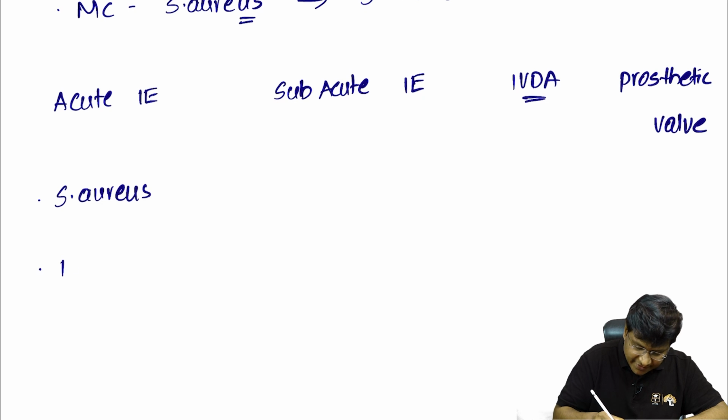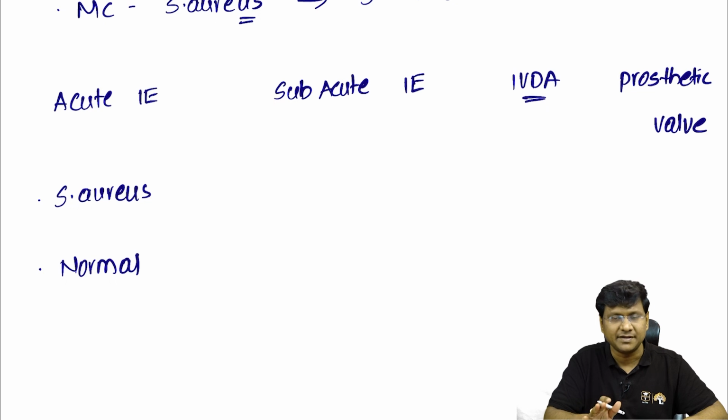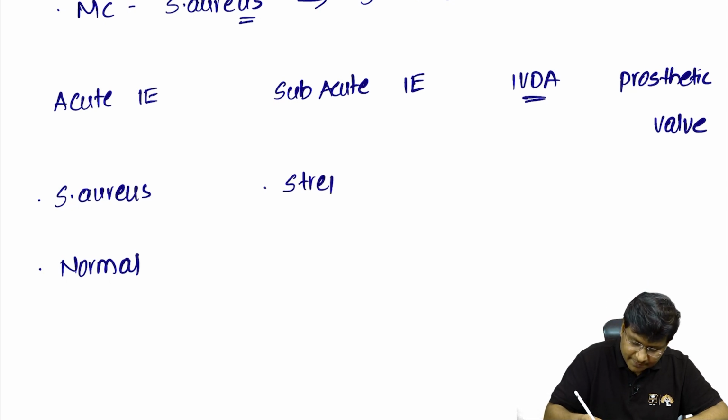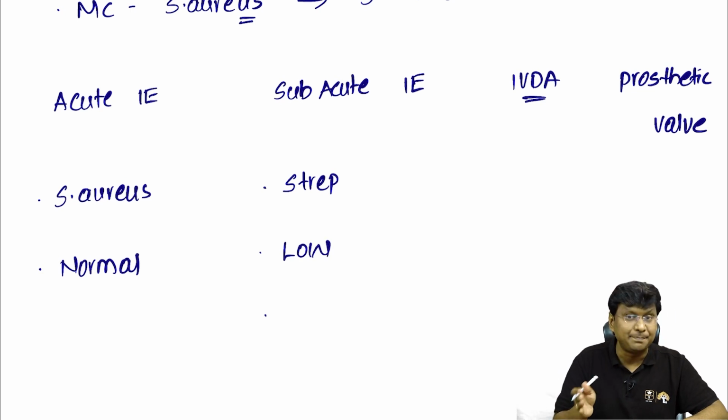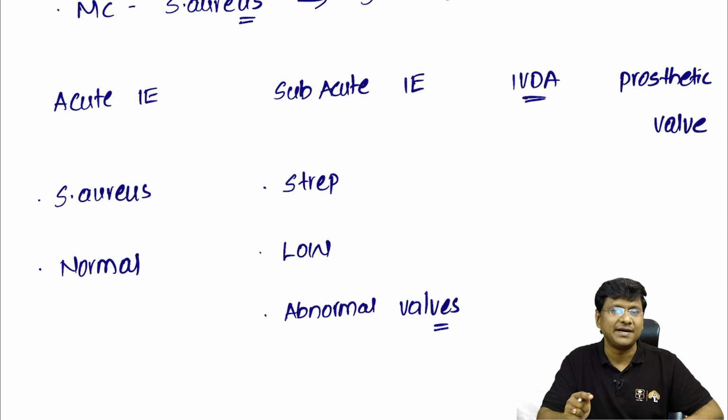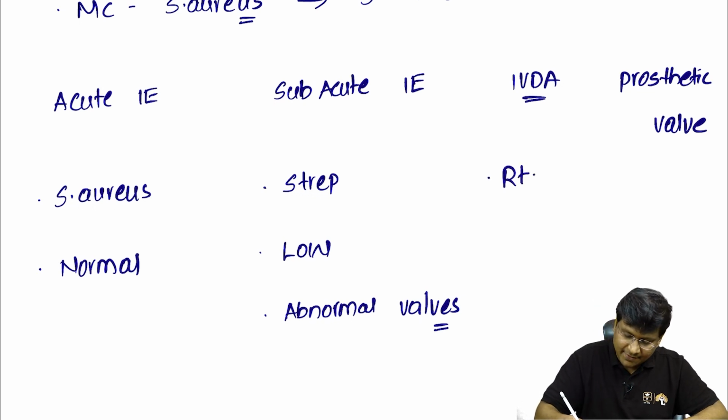The valves which get affected in acute infective endocarditis are the normal valves, and it is a highly virulent organism. Whereas subacute infective endocarditis is caused by streptococci, a low virulent organism, and the previously abnormal valves. So it is not the normal valves, it is the abnormal valves which get affected in subacute infective endocarditis.